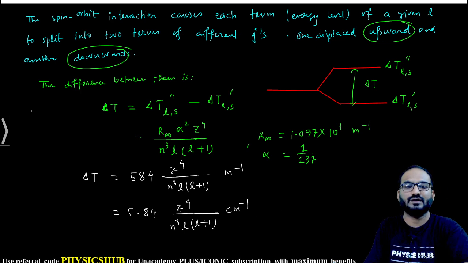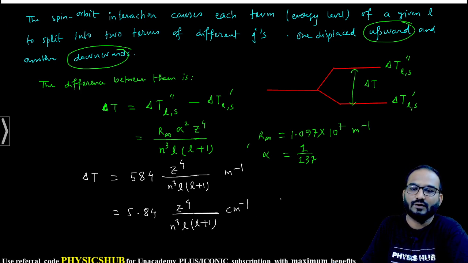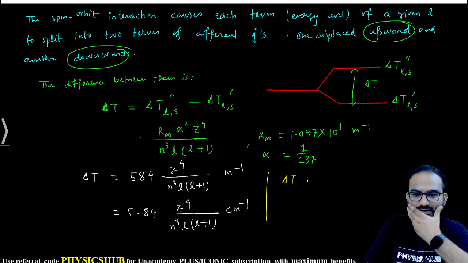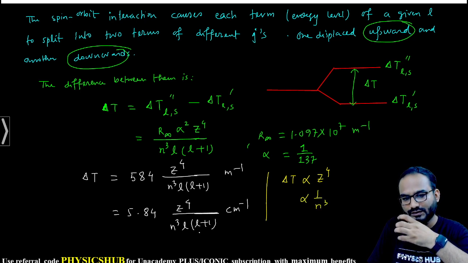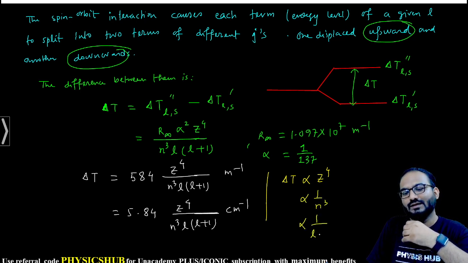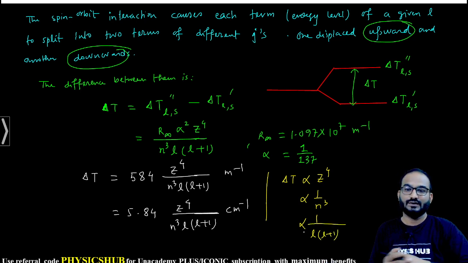If you cannot remember this whole formula, you should at least remember that this term shift, because of spin orbit interaction, is proportional to Z to the power 4, proportional to 1 by n cube, and proportional to 1 upon L into L plus 1. If you remember this, that is enough for you.